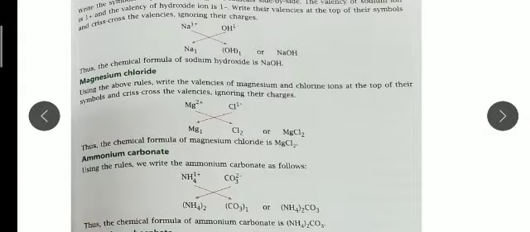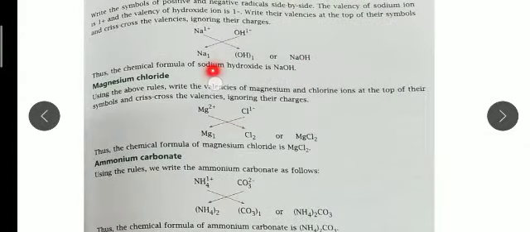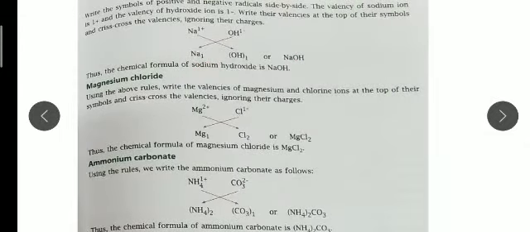So sodium hydroxide is made up of Na, which is sodium, and hydroxide ion is OH negative. Then crisscross the valency, and the common factor is 1 again. So you can write NaOH simply. You should remember the formula and how it is generated by these rules also.